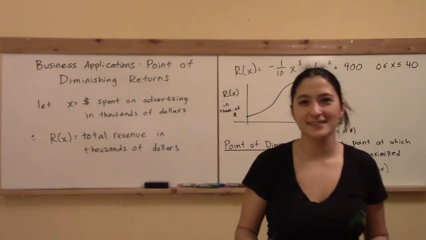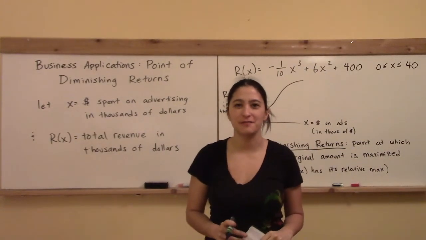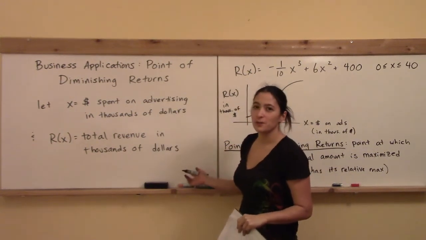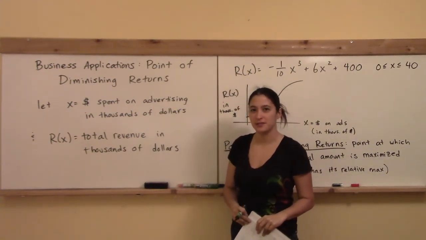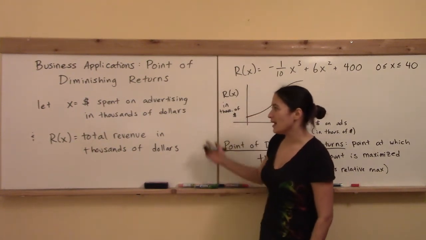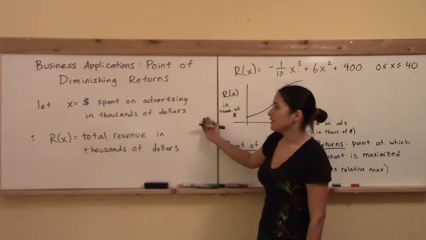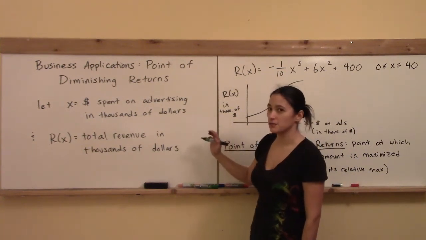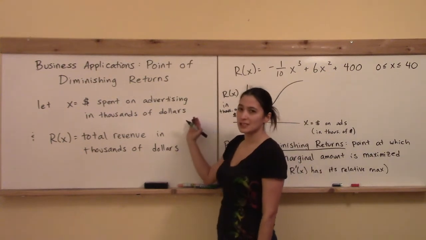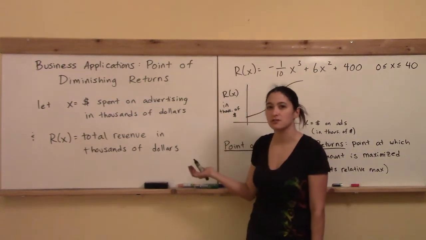Hi. In this lecture, we're going to interpret the inflection points we've been talking about into business applications where we're going to see them as the point of diminishing returns. So let's start with a classic example. Let x, the input variable, be not the number of items as it usually is, but let's let x be the amount of money that my business is spending on advertising in thousands of dollars.